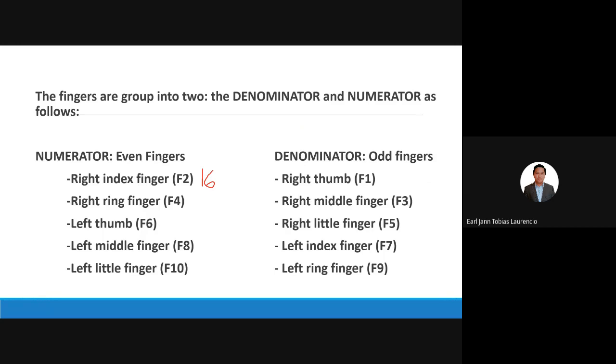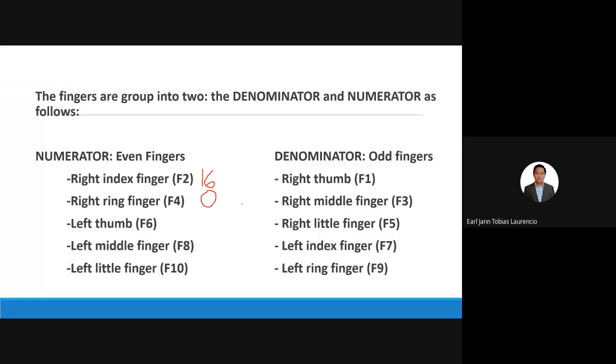Ngayon, doon sa right ring finger nung tao, nakita natin ang pattern niya ulnar loop. Ulnar loop. Ilan ang magiging value niya, Miss Arellano? Sir, wala po. Ay, wala. So, 0. Yan. 0.